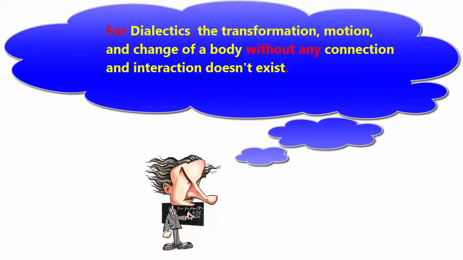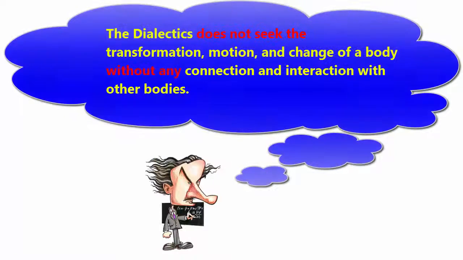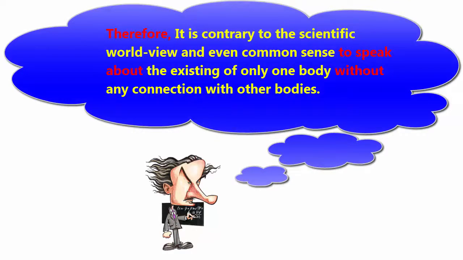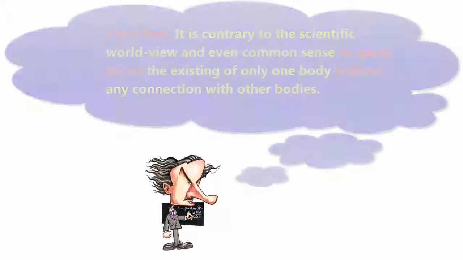For dialectics, the transformation, motion, and change of a body, without any connection and interaction, doesn't exist. Dialectics does not seek the transformation, motion, and change of a body without any connection and interaction with other bodies. Therefore, it is contrary to the scientific world view, and even common sense, to speak about the existence of only one body, without any connection with other bodies.